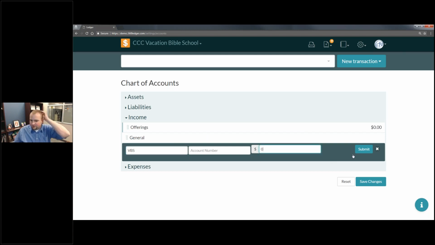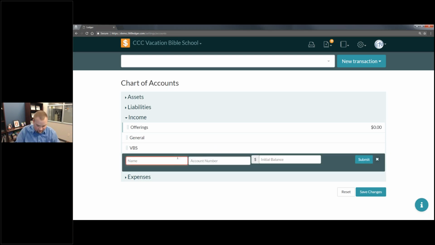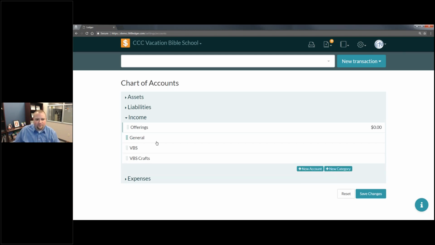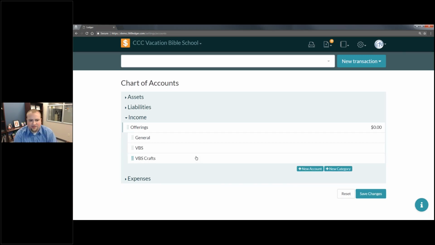And we'll start with a 0 account balance there. And then lastly, we're going to make it more specific and do VBS crafts, so if people want to donate directly to the crafts. All right. Since this is a VBS account, General and VBS are probably going to be used in the same way, but that's all right.